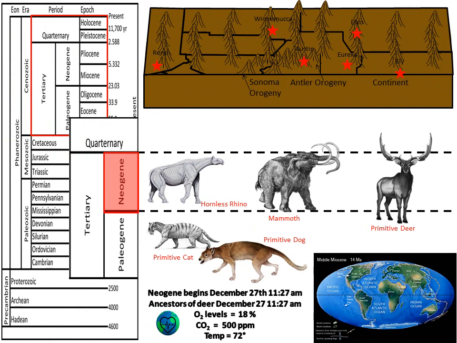It is December 27th at 11:27 a.m. and we are here in the beginning of the Neogene. Due to global cooling, large tropical forests were replaced by grasslands. Widespread grasslands enhanced the radiation of grazing mammals, which evolved during the Paleogene.